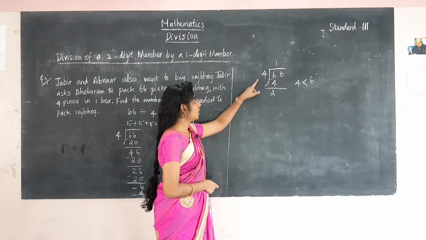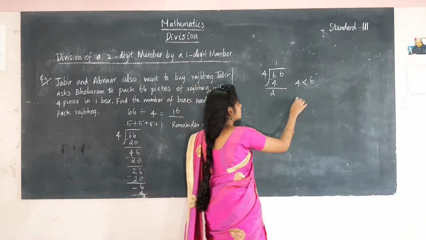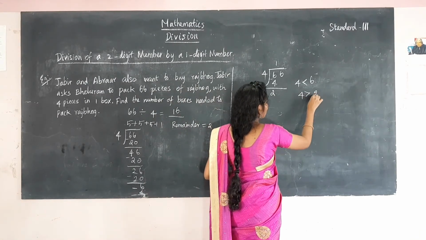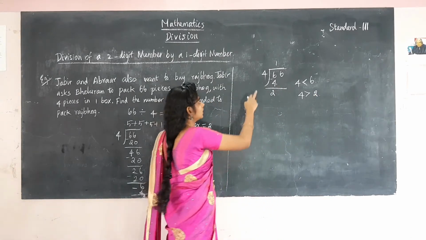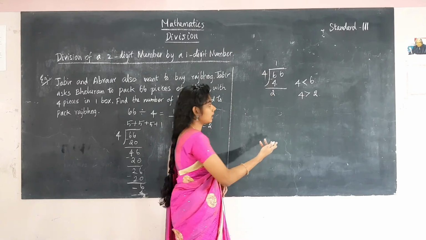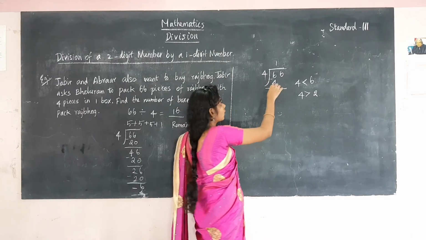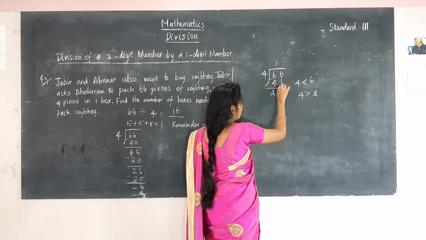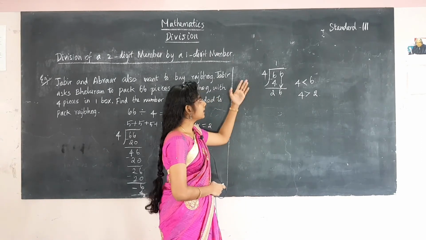And here 4 is greater than 2, no? So you can't say the table of 4, because 1 4 is 4, which is beyond that number. So you have to take the next place, the ones place number, down. So now you have 26. Now you can say the table of 4.